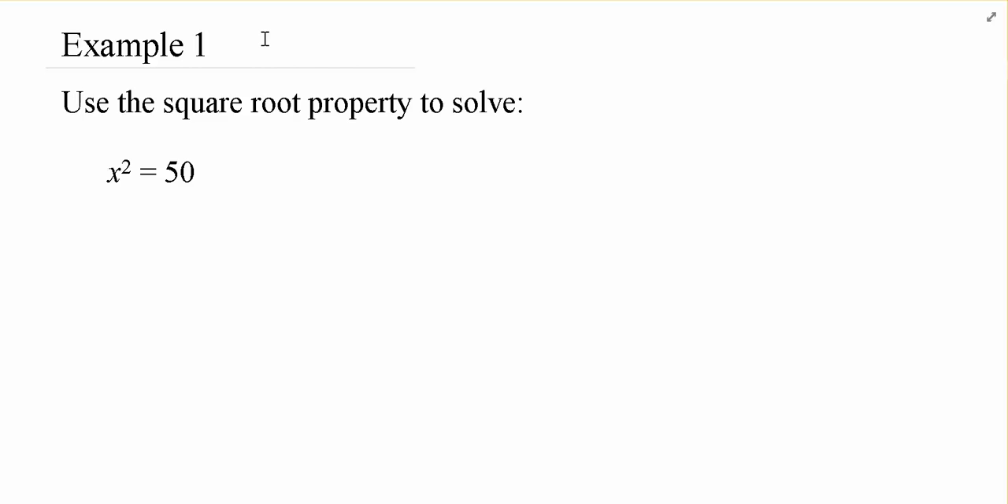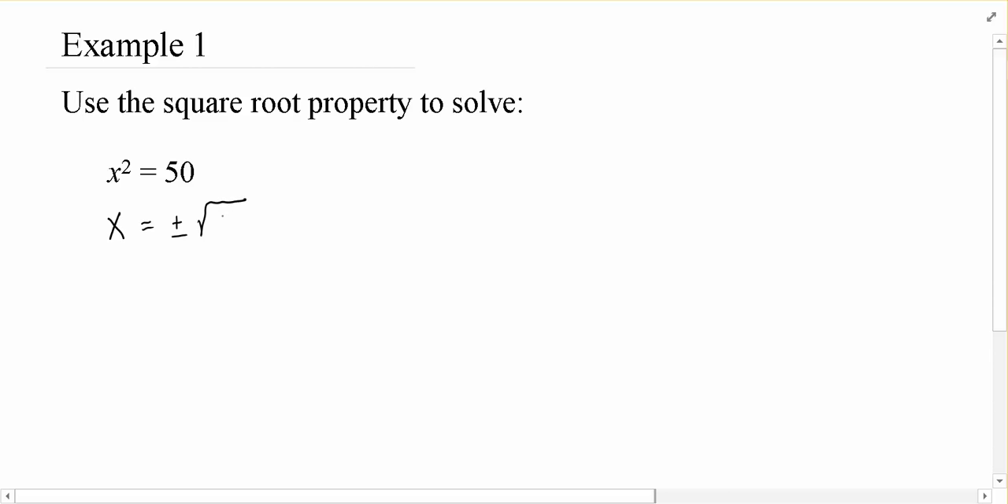To use the square root property, we take the positive and negative square root of both sides, meaning that x equals the positive or negative square root of 50. Now that plus minus symbol means there are 2 unique answers: the positive square root of 50 and the negative square root of 50. Instead of writing them separately, we write it in the shorthand, allowing both the positive and the negative answer.